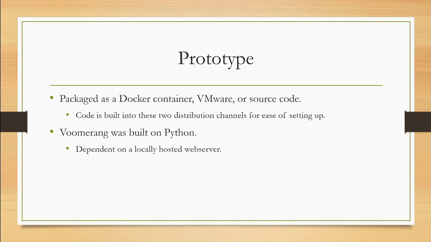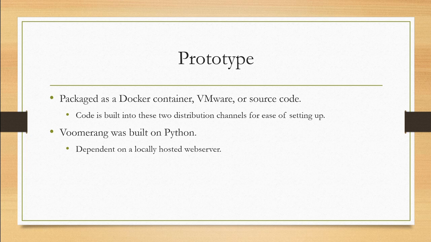Moving on, I want to talk about the prototype. So I packaged it as a Docker container. It's on Docker Hub. I'm going to be packaging it as a VMware OVA file, which I will distribute shortly. It's on GitHub in 2 repositories. One of them is the fork I made to push the changes, and the original is also on there under my teammate's GitHub. And it's put in these distribution channels, i.e. Docker and VMware, for the ease of setting up and getting running.